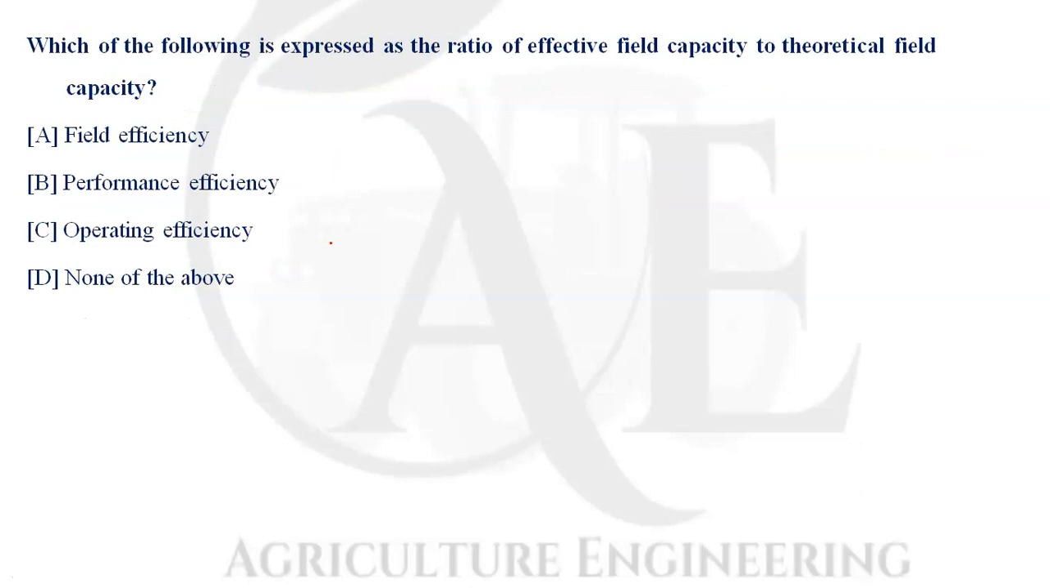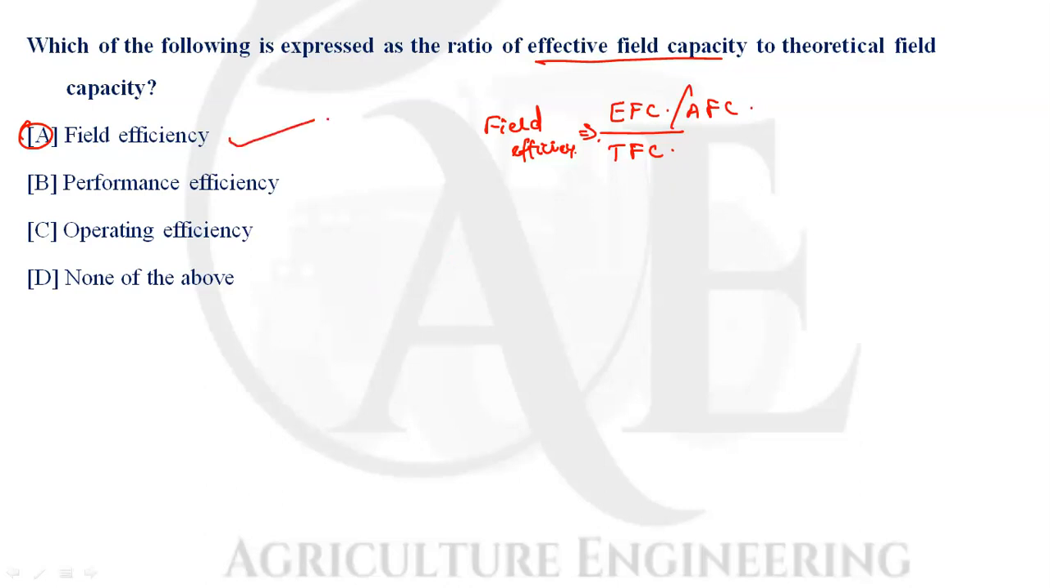Next question. Which of the following is expressed as the ratio of effective field capacity to the theoretical field capacity? It is nothing but field efficiency. Field efficiency is equal to actual field capacity divided by theoretical field capacity. Okay, option A is the correct answer.